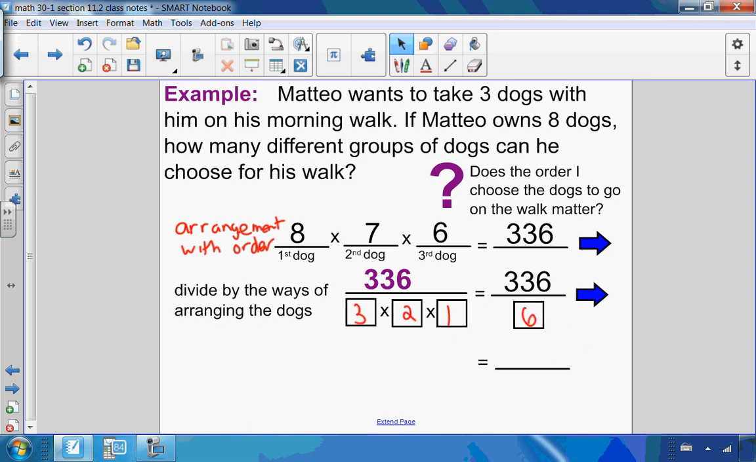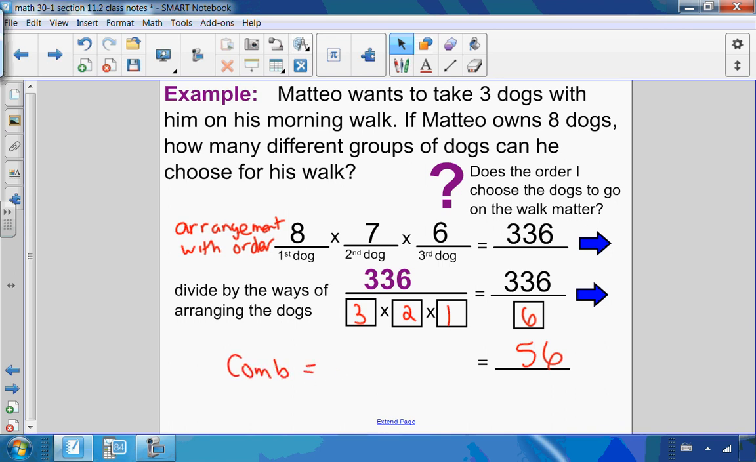So 336 ways of selecting the 3 dogs. Since order doesn't matter, which one I choose first, second, and third, we divide by 6. So there are 56 ways of selecting 3 dogs out of 8 to go on the morning walk. So that is the difference between a permutation and a combination. So notice this question here for a combination.